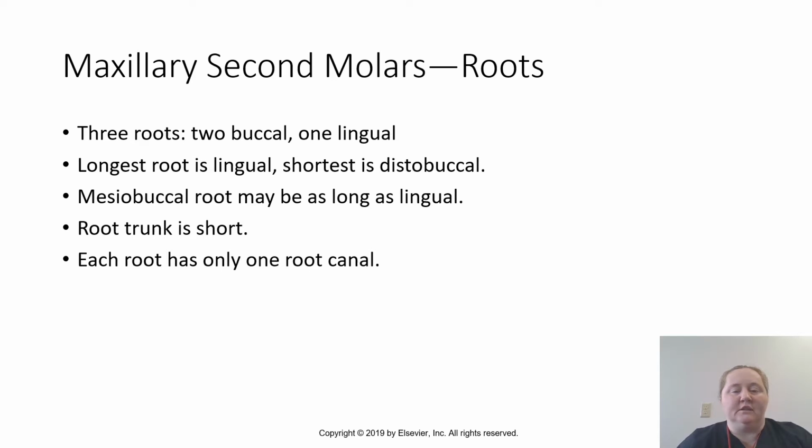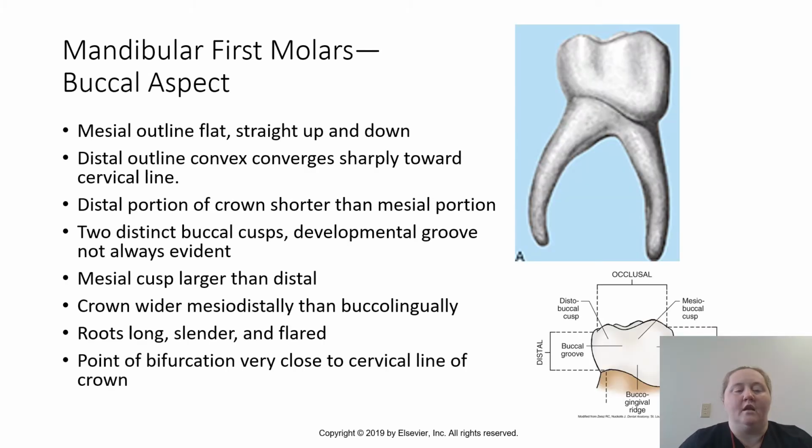Maxillary second molars, the roots, you're going to have 3 roots. Again, 2 buccal, 1 lingual. The longest root is going to be the lingual, the shortest is going to be the distal buccal. The mesial buccal root may be as long as the lingual, and then the root trunk is short. Each root has only 1 root canal. Let's start with our mandibular molars now.